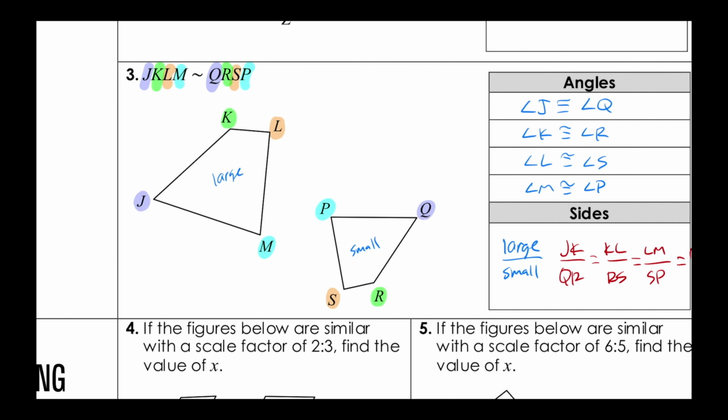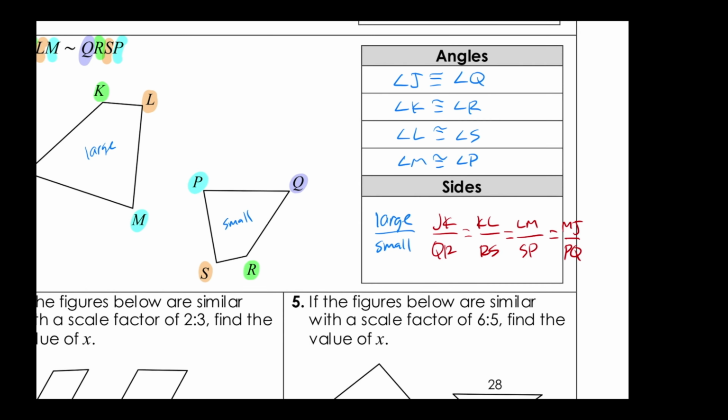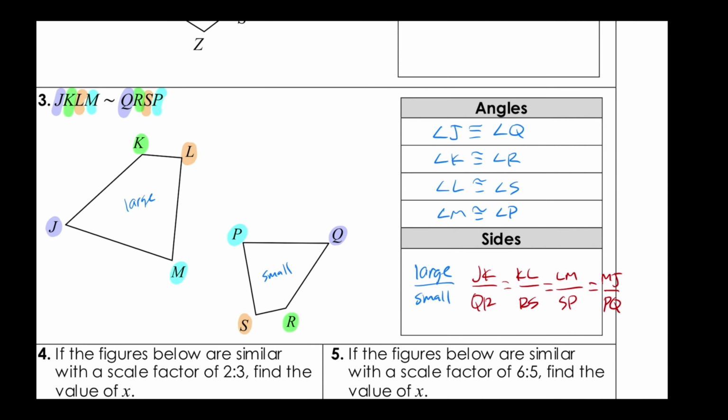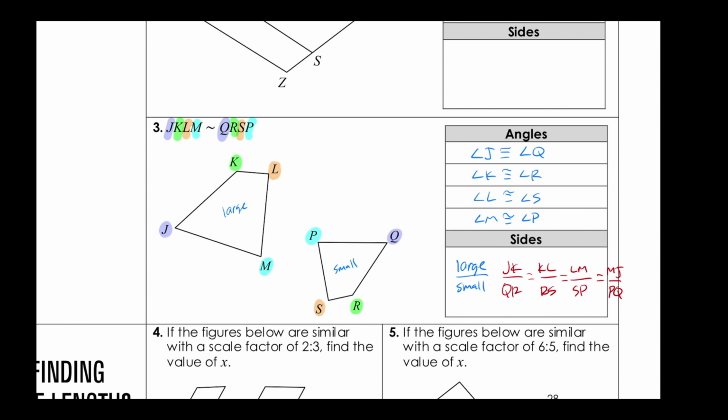If you look at purple, green on the large one, it's JK. And if you look at purple, green on the small one, it's QR. So there's my ratio. And then next I did green, orange, green, orange. Green, orange on the large one is KL, so I put that on the top. Green, orange on the bottom one is RS. I put that on the bottom. And then I did the same thing with the other two sides. Okay, so all we're doing right now is figuring out what matches, because if you don't know what matches, you're not going to be able to solve for sides, because that's our ultimate goal. We want to be able to solve and find side lengths.